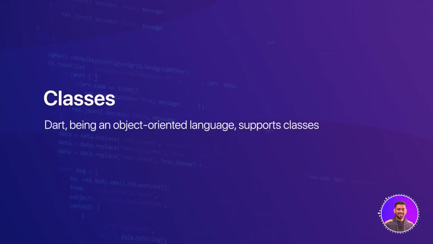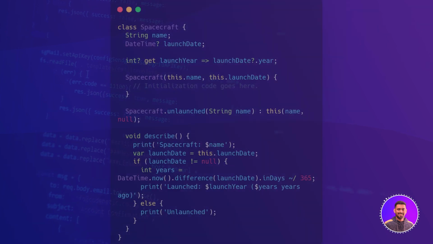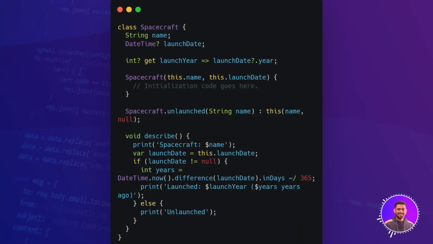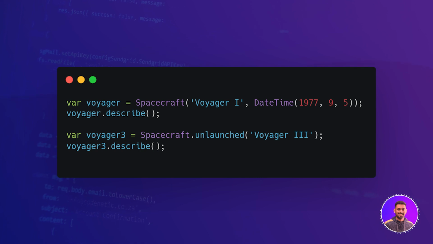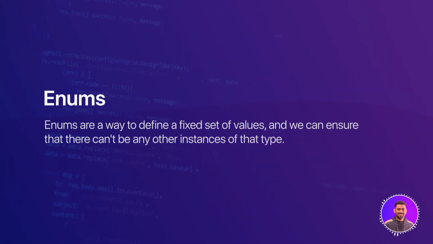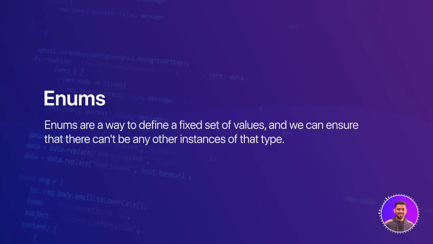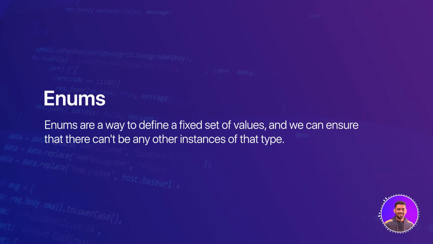Dart, being an object-oriented language, supports classes. Here is an example of a class named Spacecraft with properties, constructors, and methods. And here is how you would use the Spacecraft class. Classes in Dart offer a robust set of features to support object-oriented programming, and we will delve deeper into these in the following sections.